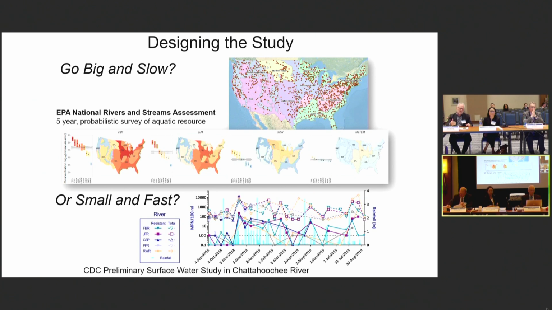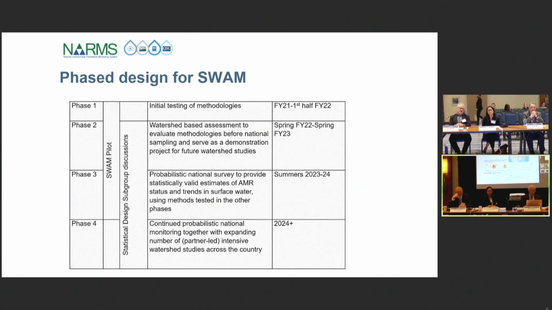We know that there are factors that drive levels that occur at much higher frequency, like rainfall events. The data on the bottom is from a CDC preliminary work in the Chattahoochee River, where they can link the levels of AMR in river water to rainfall events, which is not surprising. So do you go big and slow or small and fast? And our decision, next slide, was to try to do both.